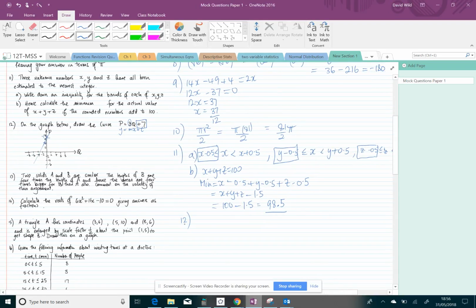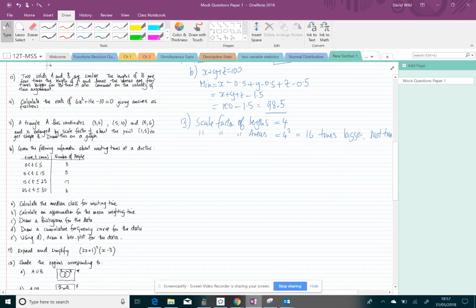Question 13, did 12 on the graph. 2 solids A and B are similar. Okay, so the lengths of B are 4 times the length of A. So the scale factor of lengths is 4, it said. And hence the areas are 4 times bigger for B than A. Also, comment on the validity. Well, actually, we should know that the scale factor of areas is 4 squared, okay, which is 16 times bigger. Okay, so not 4 times bigger, not true.